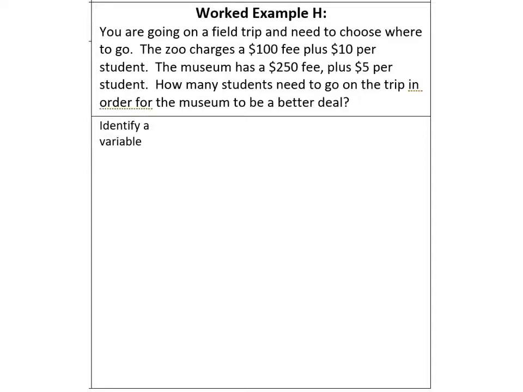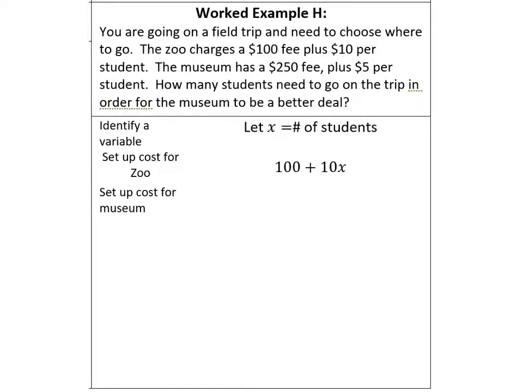So start with identify a variable. I'm going to let x equal the number of students. Set up the cost for the zoo. Well, that's $100 plus 10x for each student. Set up the cost for the museum. Well, that's going to be $250 plus 5x. Then we set up the inequality. We want the museum to be the better deal. That means we want it to cost less. So we want 100 plus 10x to be greater than 250 plus 5x.